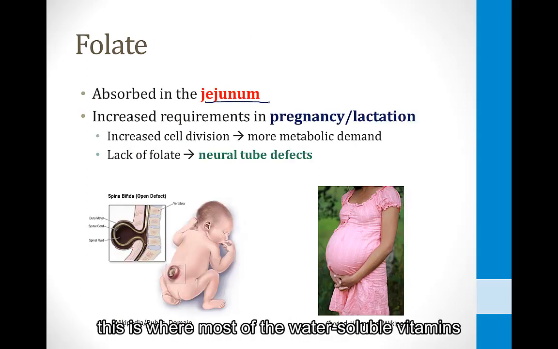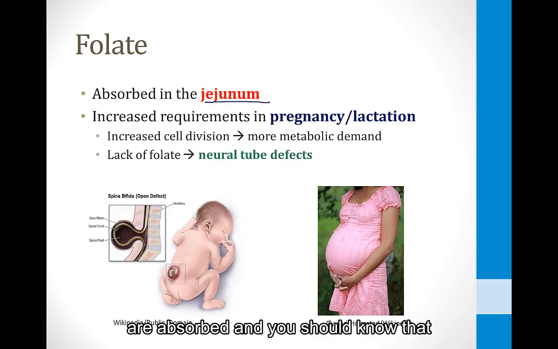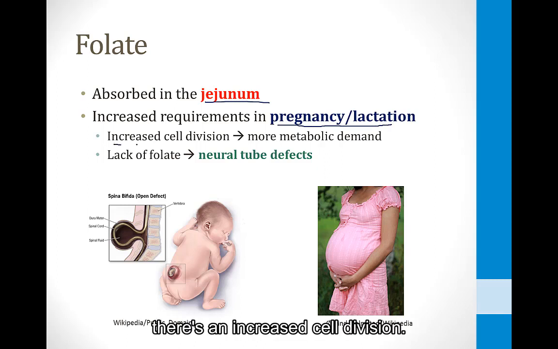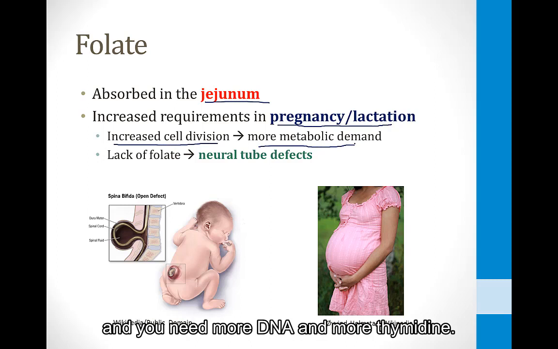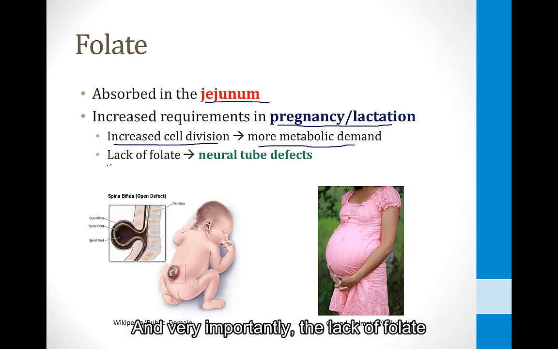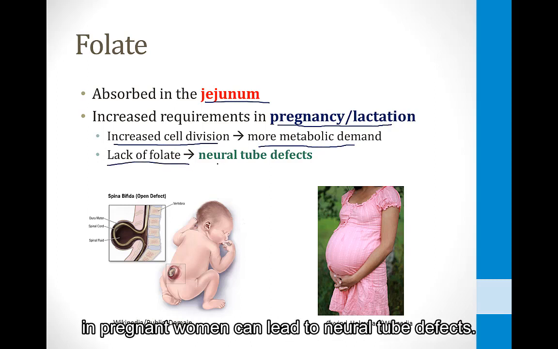This is where most of the water-soluble vitamins are absorbed, and you should know that there are increased requirements for this vitamin in pregnancy and lactation. In both of these settings, there's increased cell division. This means there's more metabolic demand, and you need more DNA and more thymidine. And very importantly, the lack of folate in pregnant women can lead to neural tube defects.